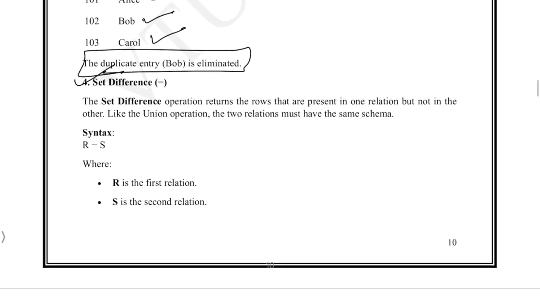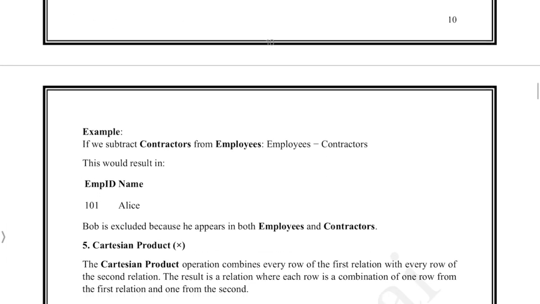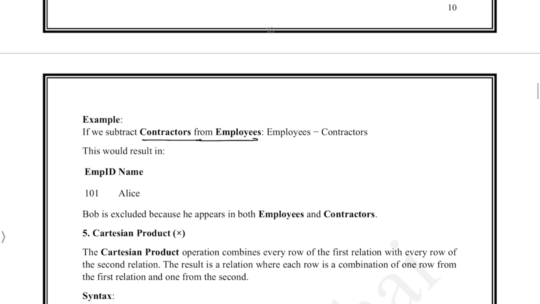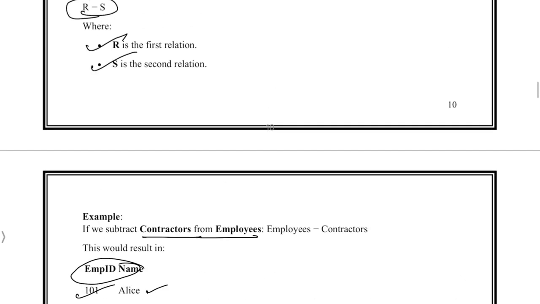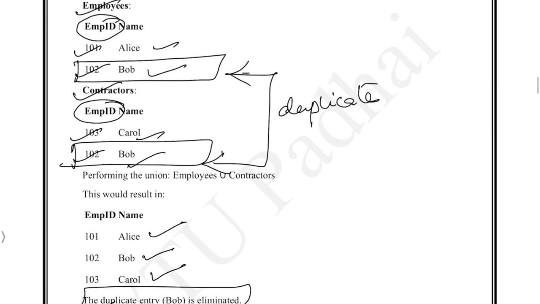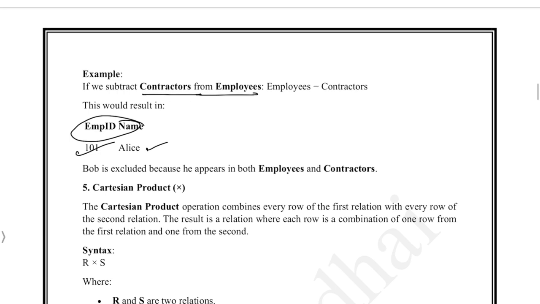Next is set difference. Set difference is R minus S, which are the rows present in R but not present in S. R is the first relation, S is the second relation. So if we subtract the contractors from employees, the result will be 101 Alice, because it mainly says whatever is present in R but not in S. Alice is present in R, so Alice will be there, but Bob is excluded because he occurs in both the employee as well as the contractor relations.